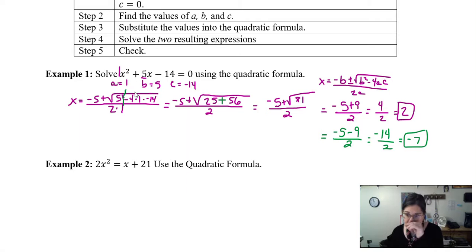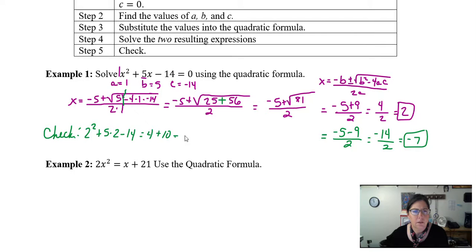Now when I say go back and check, like you should do with all of your problems, you're going to plug it back into the original and see if you get 0. Now you don't have to show this, obviously it's just a matter of making sure it works. So 2 squared plus 5 times 2 minus 14. 2 squared is 4. 5 times 2 is 10. 4 plus 10 is 14. 14 minus 14 is 0. So it checks, it gives me 0.